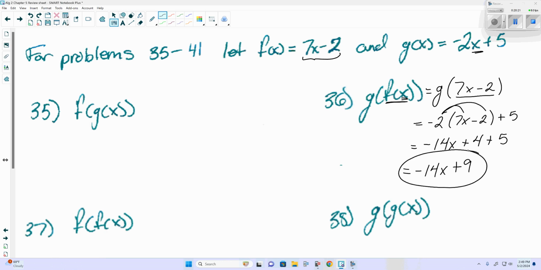We feel good about our composite functions? Yeah. 38, g of x.